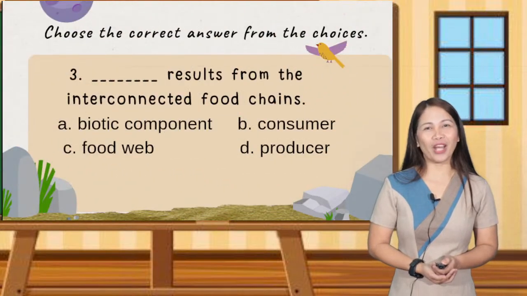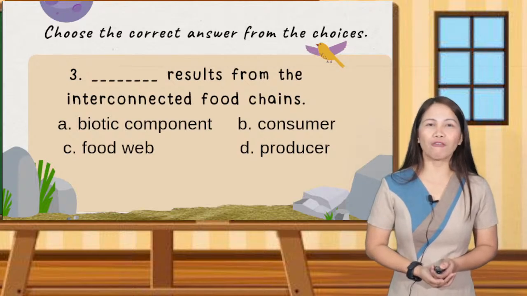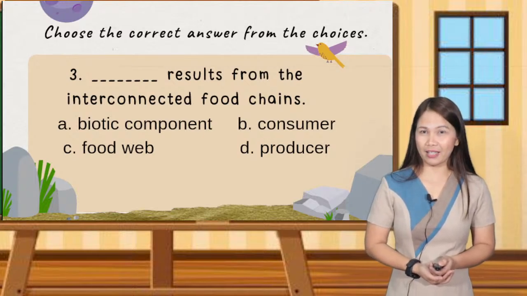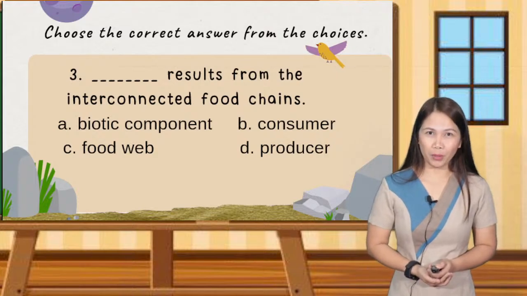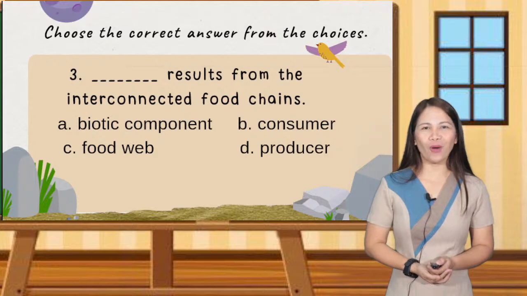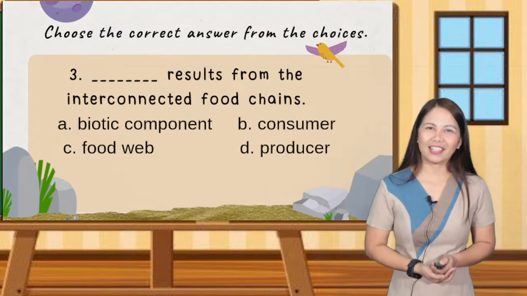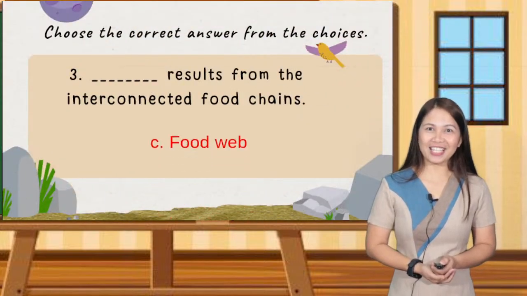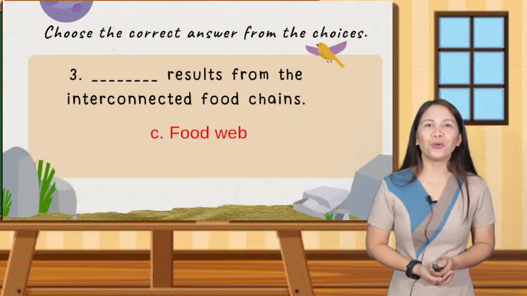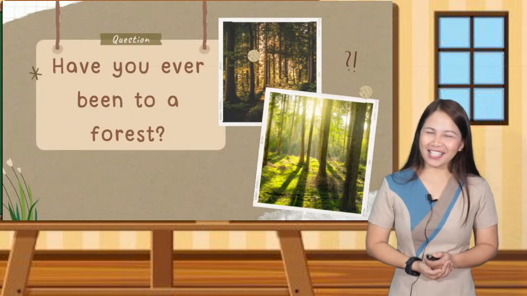This time, let's try the third question. Blank results from the interconnected food chains. Is it A, biotic component, B, consumer, C, food web, and D, producer? And the correct answer is, of course, food web. There you have it, kids.